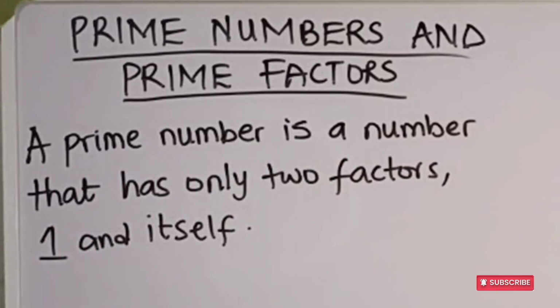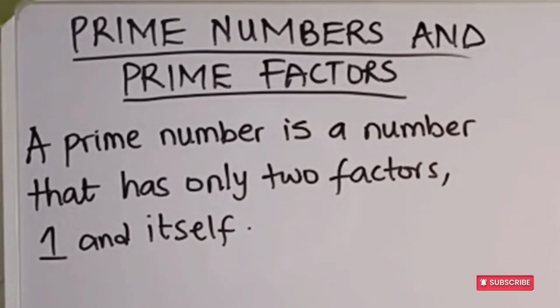So when a number has only two factors, which are 1 and itself, that number is called a prime number. That means only two numbers can divide it without leaving a remainder. So is 1 a prime number? The answer is no. 1 is not a prime number because 1 has only one factor, which is 1. A prime number needs to have two factors, itself and 1. But 1 has only one factor, itself, right?